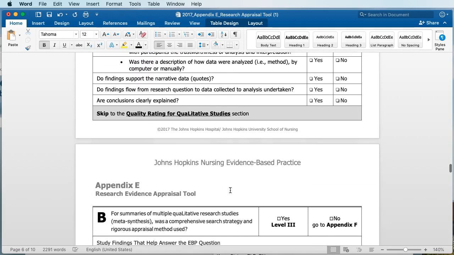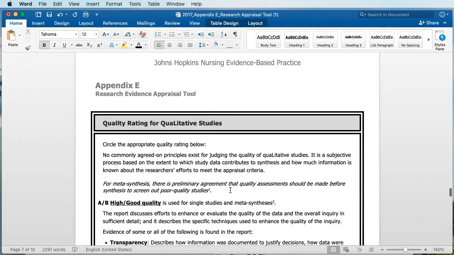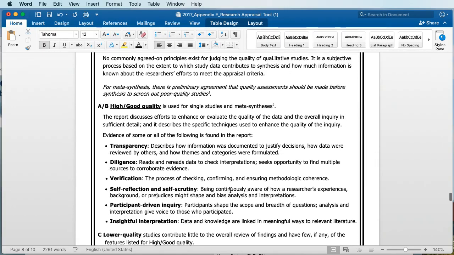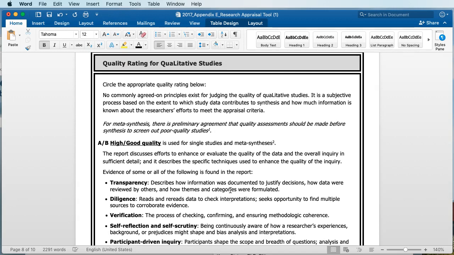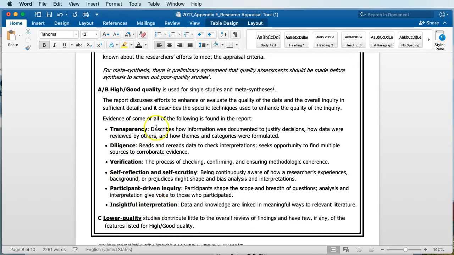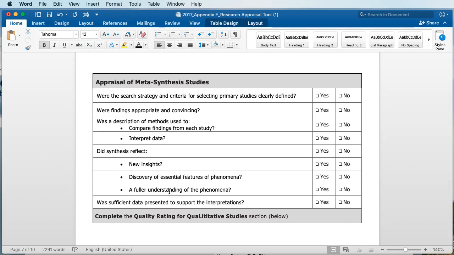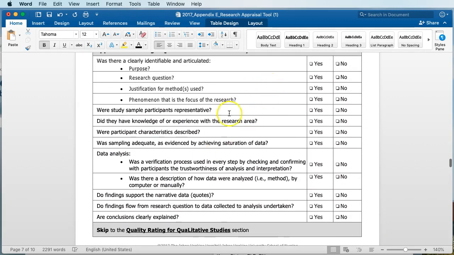Now we skip to the quality rating for qualitative studies, and let's keep going. And so here's the quality rating. In qualitative studies it says there's no really agreed upon principles for judging the quality, but if it's a high or good quality study, these are evident in some way in the report, and if they're not, it's a lower quality study. Let's go back up. Again, you're going to look at the boxes that you checked here and use that in determining the quality rating.